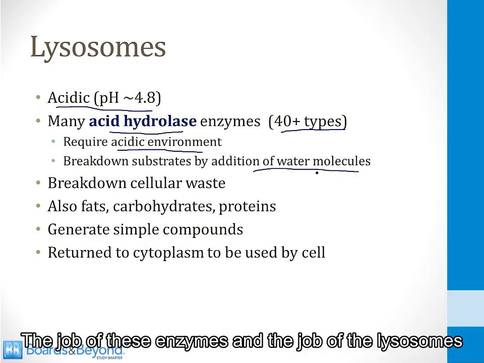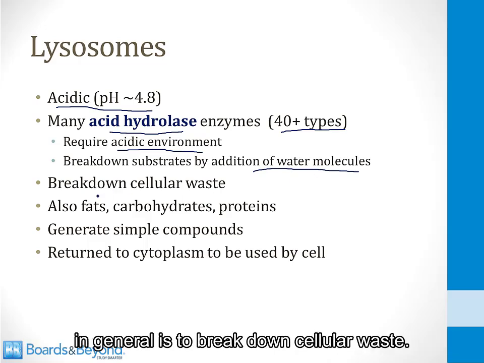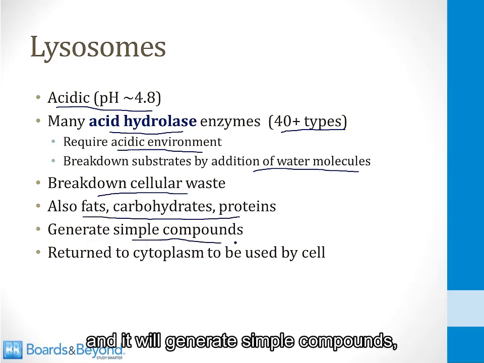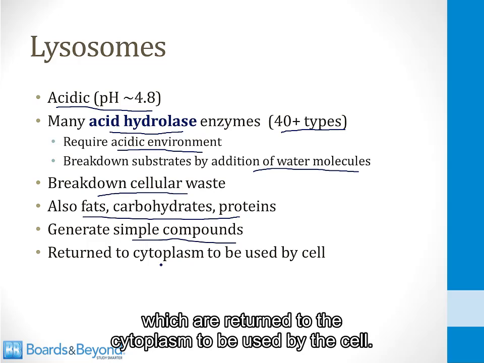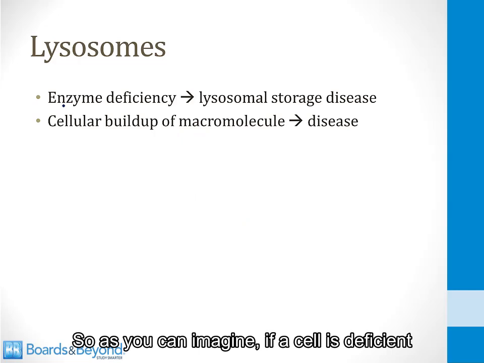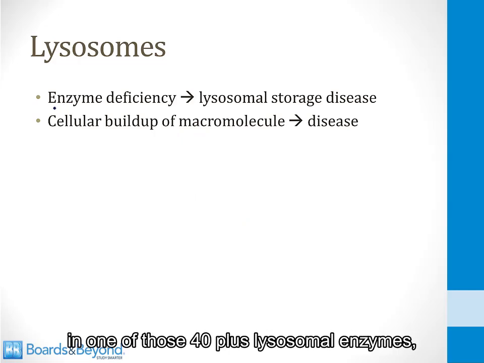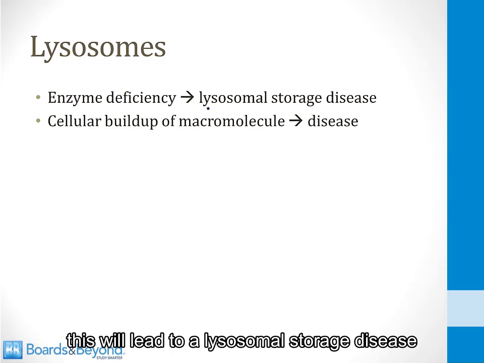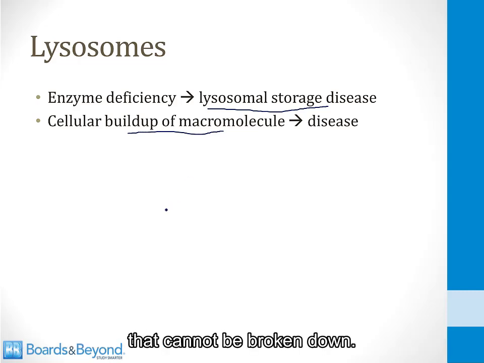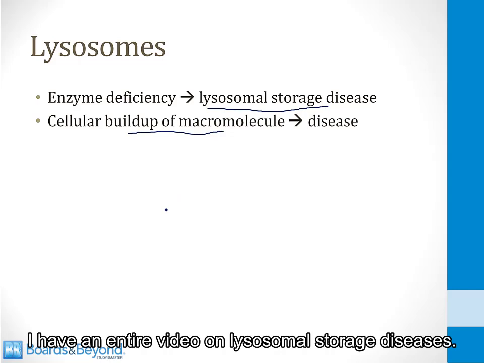The job of these enzymes and the job of the lysosome in general is to break down cellular waste. It can also break down fats and carbohydrates and proteins, and it will generate simple compounds which are returned to the cytoplasm to be used by the cell. So as you can imagine, if a cell is deficient in one of those 40 plus lysosomal enzymes, this will lead to a lysosomal storage disease where the cell will build up a certain macromolecule that cannot be broken down. And in the biochemistry section, I have an entire video on lysosomal storage diseases.